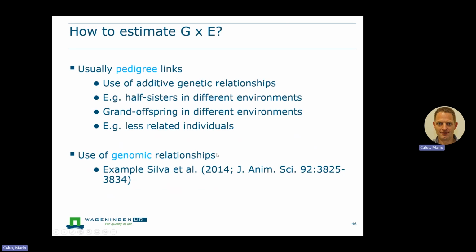a very common approach is to use half siblings or half sisters in different environments. So what you do is you have a bunch of sires, and you have two different environments. You make sure you get offspring of those same sires in the two different environments. Why do we focus on sires? Simply because with sires, with semen, it's easier to make a large number of offspring of the same individual.